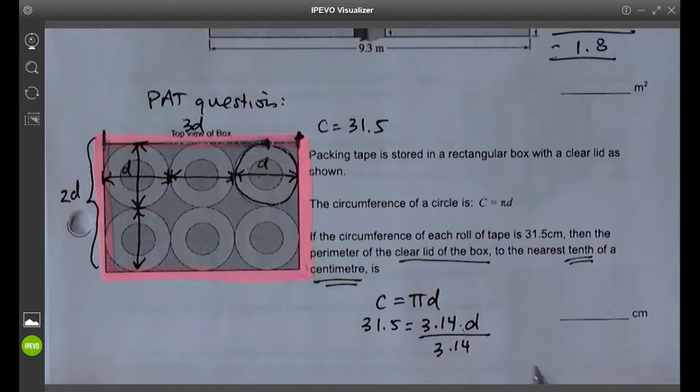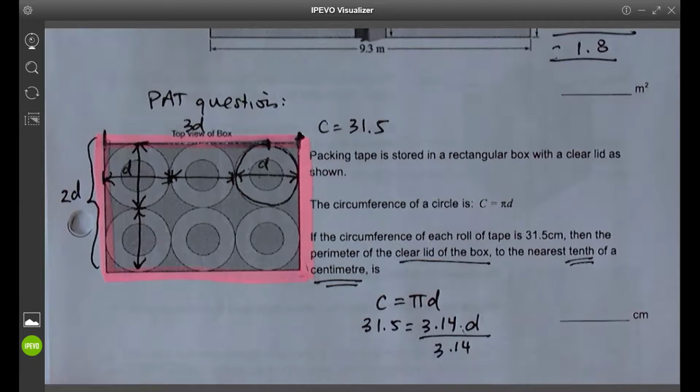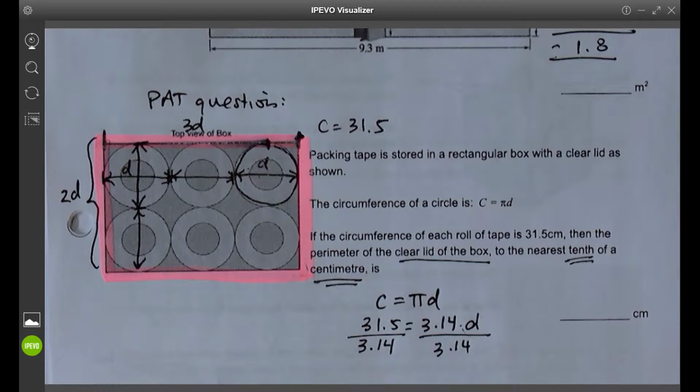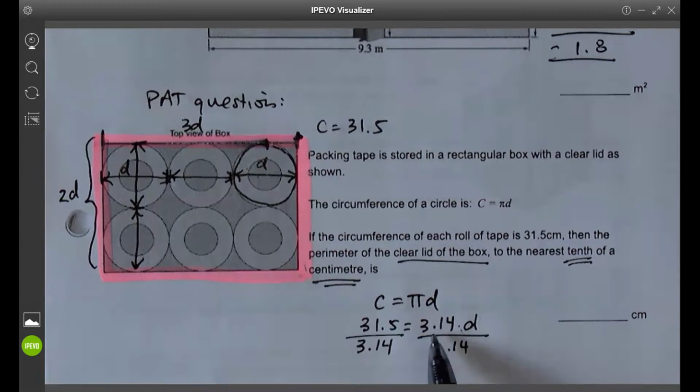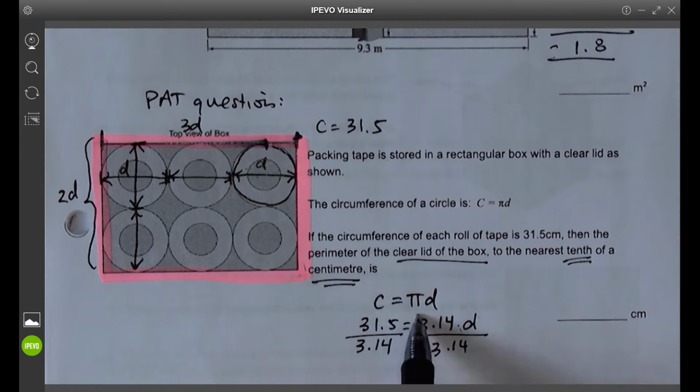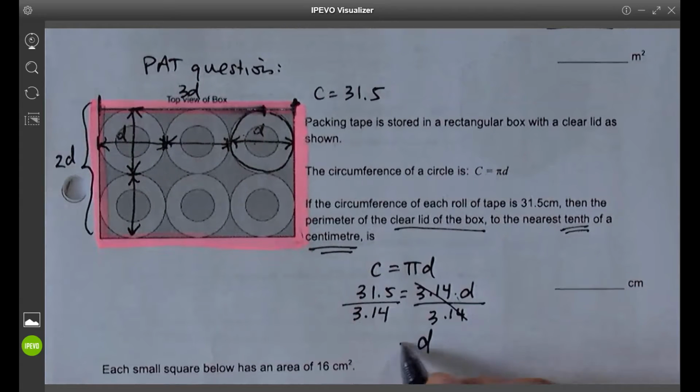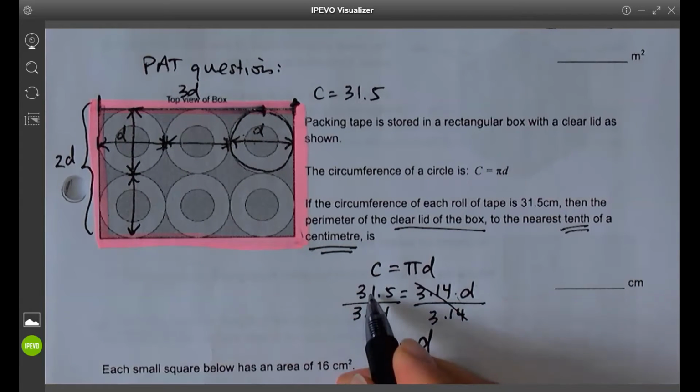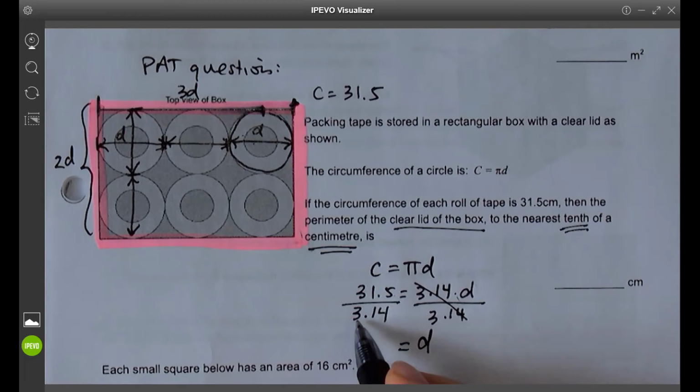This is kind of like algebra. So I get rid of the 3.14. If I divide one side by 3.14, I have to divide the other side by 3.14. Right? So 3.14. So I've divided this. This is gone. So now all I'm left with is D. D on this side. D equals 31.5 divided by 3.14.